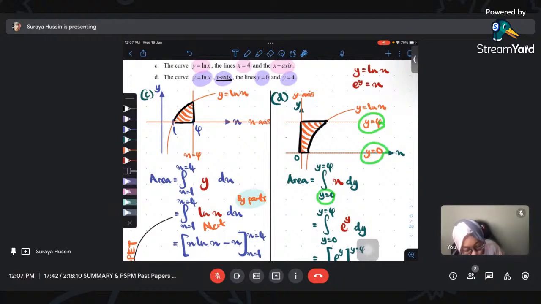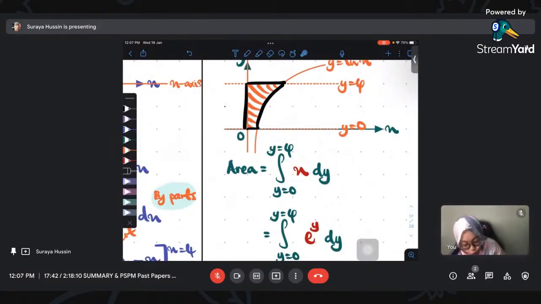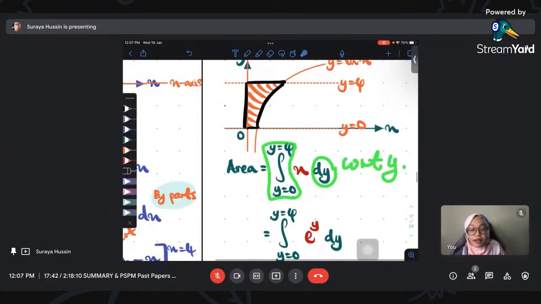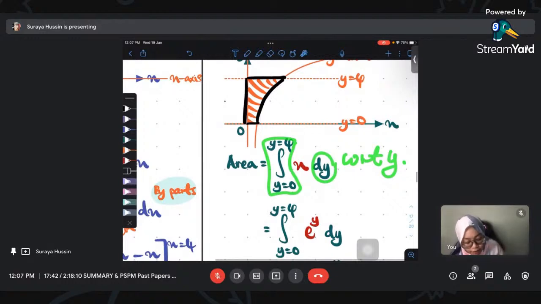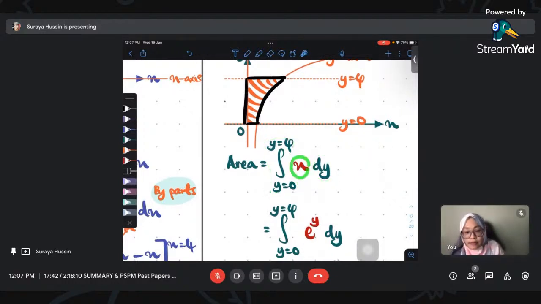So now hujung-hujung mesti y. Okay, sebab tu kena check dahulu. Hujung-hujung tu apa? Dari situ baru tahu, oh tengah-tengah patut function apa. This is why I explain so much about hujung-hujung tu. Okay, limit is y. Therefore, with respect to y. Kalau dah with respect to y, therefore the function must be x.